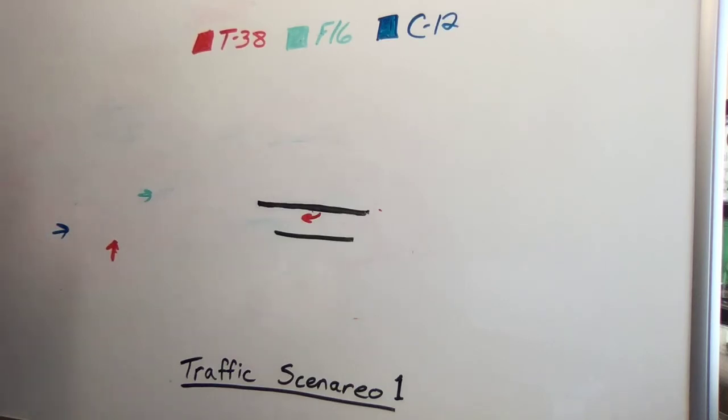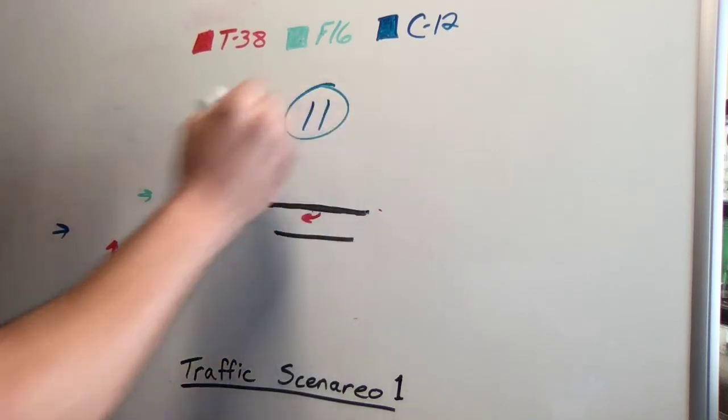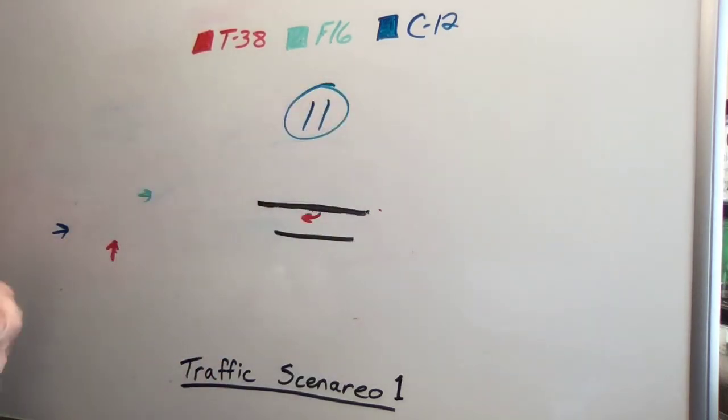Okay, and then I also was inbounded a C-12, and that C-12 was probably about 15 miles out here. So what I did in this scenario, how would you work it? What would you do here with this T-38? What would you do with the F-16? This T-38, how would you make it work? So right now, go ahead and pause that video and let me know what you would do.